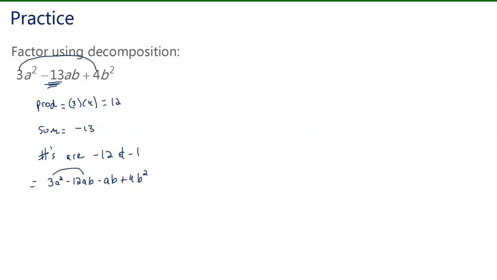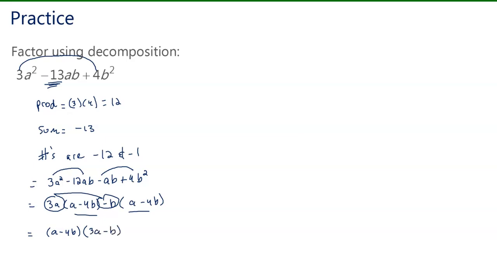From the first group of 2, we can factor out a 3a, leaving us with an a subtract 4b inside. From the second group, we can factor out a negative b, leaving us once again with an a subtract 4b in the set of brackets. This is a common binomial factor. Put our common binomial factor first, which is a subtract 4b, and then our other factor is 3a subtract b. There you go.